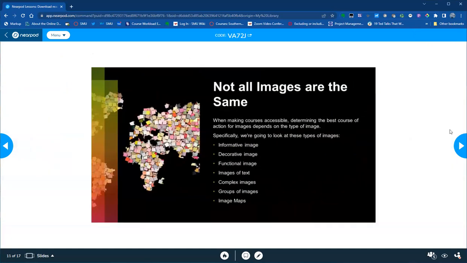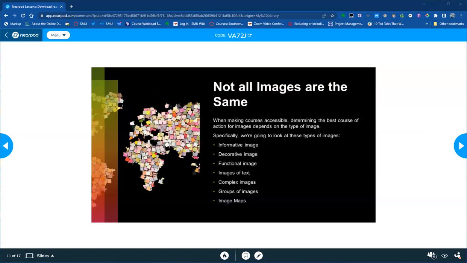And here we go. So what we see then is that not all images are the same. And when we're looking at this need for specificity, we're going to look at several types of images today. The informative image is the one that we're mainly talking about, an image that conveys some type of information that's important to the learning experience. The decorative image is an image that really just is there for decoration, that is not going to convey any information. The screen reader can just skip on over it.